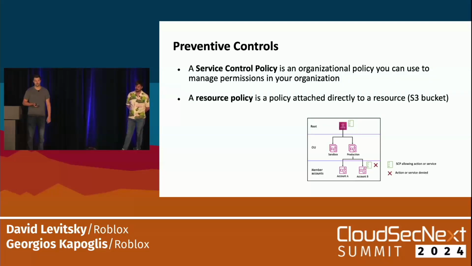The second preventive control which you might be using is something called a resource policy, and AWS continually expands the support for resource policies. Earlier this year, they added support for DynamoDB. And this differs from a service control policy because it's not centralized, it's attached to a specific resource. For example, an S3 bucket or a DynamoDB table, you go one by one here.